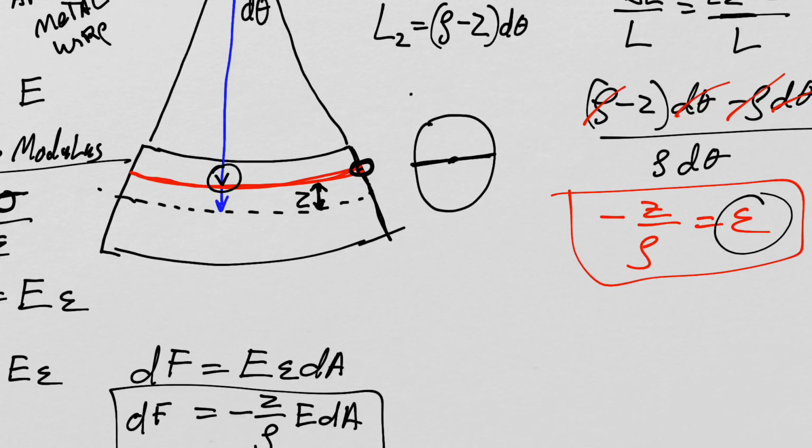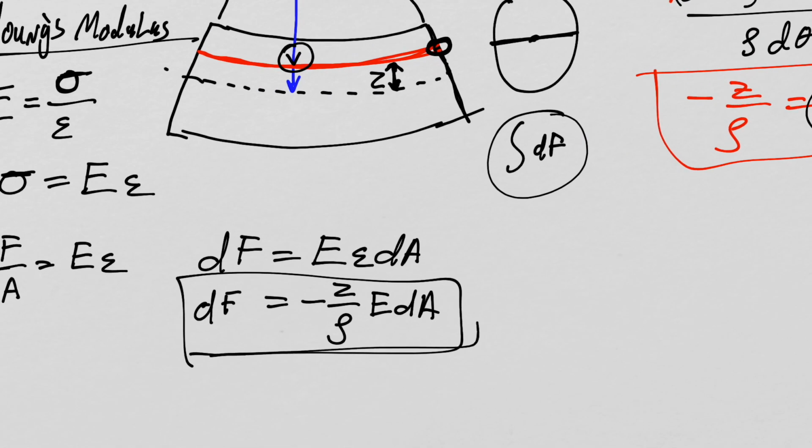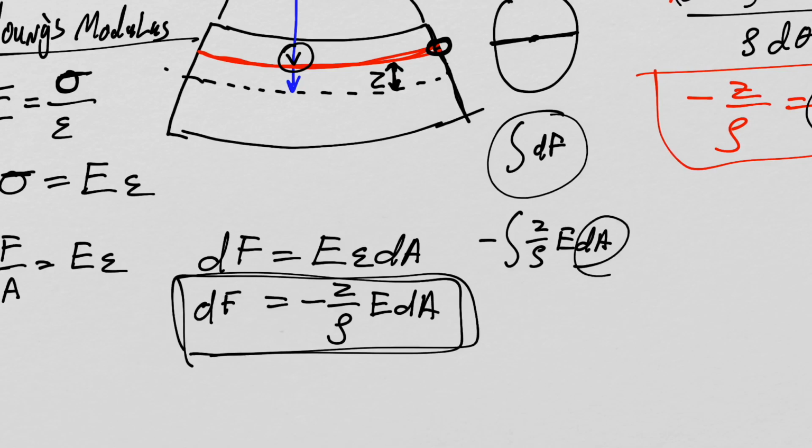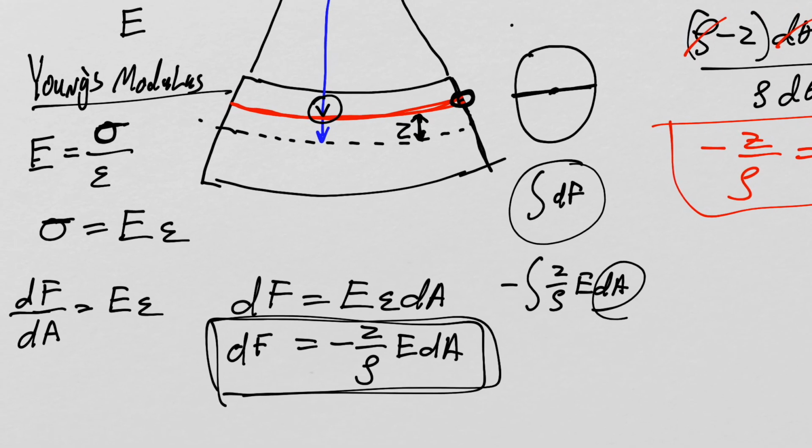The idea is that the whole force, the entire force on this wire, you would have to integrate dF, right? You would have to integrate this formula here, which would now be equivalent to integrating minus Z over rho E dA. So you end up integrating over the area to get the total force. So that's a start. We've got this formula for this differential force.